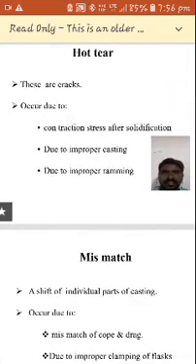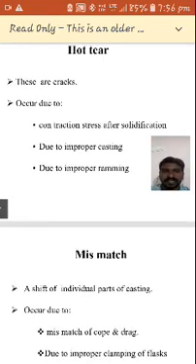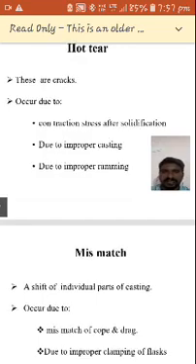The next one is hot tear. Hot tears are cracks. Why do the cracks arise? They occur due to contraction stresses developed after solidification, so the cracks may appear. Improper casting can also cause hot tears, as can improper ramming. Ramming plays a very vital role in mold making, so it must be done properly. If ramming is not done properly, hot tears may also arise.